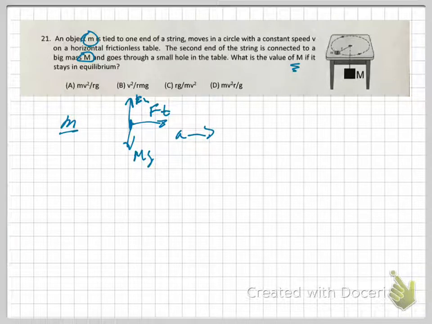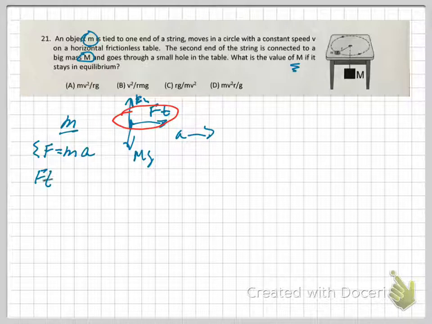center of the table. So the summation of forces for little m is: the summation of forces equals little m times a, and the only force that's working in the radial direction here, which is what we're concerned with, is the tension force. So we have tension force equals little m times a, and in circular motion, that's little m times v squared over r. So we know what the tension force is there.